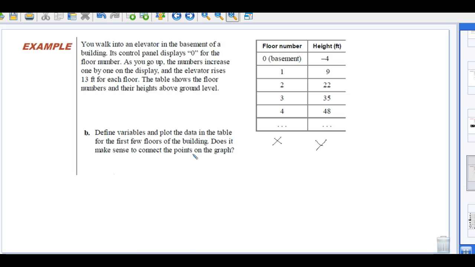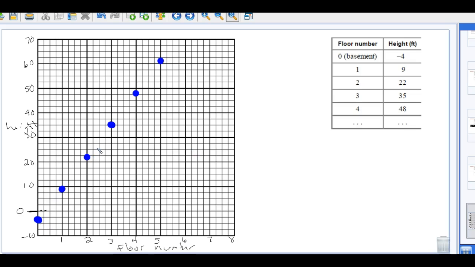Does it make sense to connect these points? So should I connect them? They look like they're very linear. But if I graph this point, I'm talking about some floor number that's between 0 and 1. So we're talking like the half floor. I don't know what that means, and I don't know what that looks like, so I don't think that makes sense at all to plot that point, because that means we'd have all these points in between. We only have first floor, second floor, third floor, and so on, so I don't want to plot anything in between them. So it does not make sense to connect them.